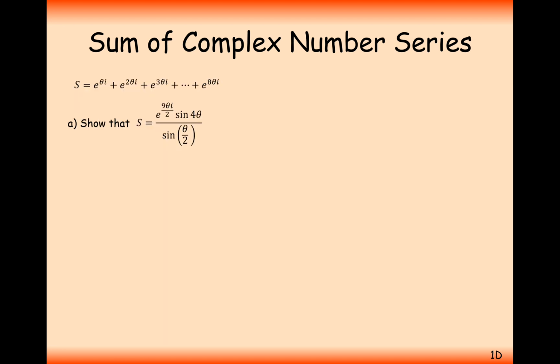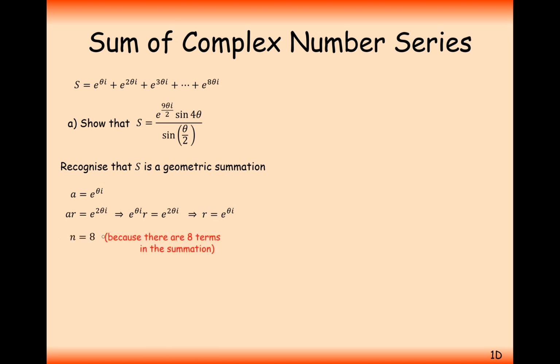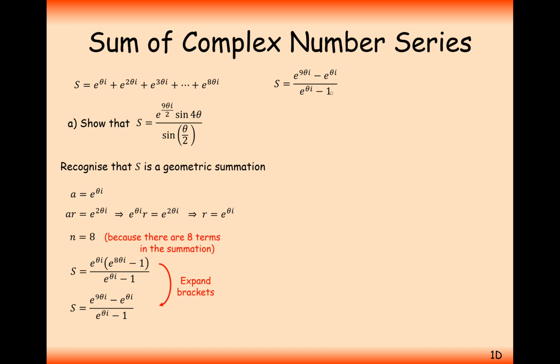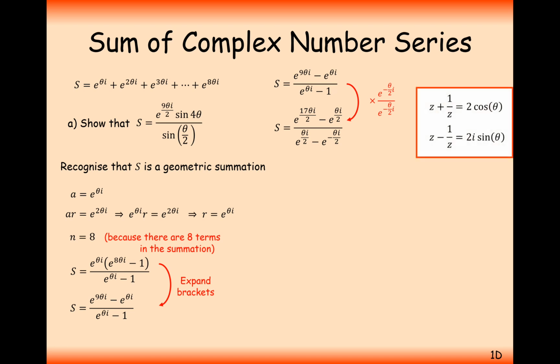Let's just see it all again in the Match of the Day action replay. We had S equals this thing here. First thing we do is we recognize it's a geometric summation. Worked out that we have an a value of e to the theta i, an r value of e to the theta i, and an n value of 8. 8 terms we're summating here. We apply the summation formula for a geometric sequence. Then we expand the brackets. Then we sort out the denominator first by making sure that the powers on the denominator are equal by multiplying on the top and the bottom wherever we need to.